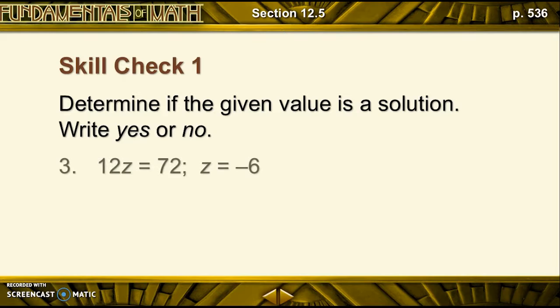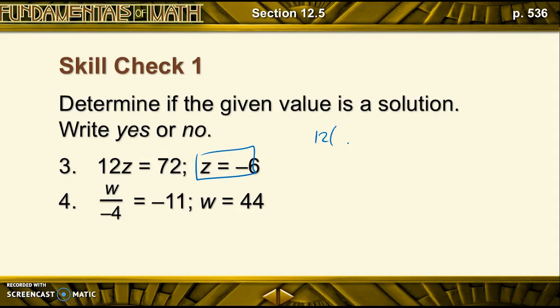So going on to number 3 and 4, we have 12 times negative 6 equals 72. Well, a positive times a negative is a negative, so 12 times 6 is 72, and it's a negative. Is negative 72 equal to positive 72? No, these are not equal.